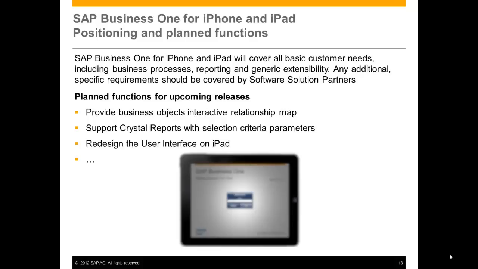So specifically on that topic, what are we planning to do with future versions of the SAP Business One mobile application? We're going to add additional business objects, and we're going to provide an interactive relationship map which is going to show you how all those business objects are interrelated. We're also going to support the ability to run Crystal Reports and provide selection criteria parameters. Right now you are just able to run the Crystal Reports, so we're going to make it easier for you to narrow down and put in that selection criteria. This is the same as you can on SAP Business One today. And we're also doing some significant work around redesigning the user interface of the application on the iPad to take advantage of the different real estate and the different native user interface of the iPad. So again, we're constantly looking at different ways to enhance the application on those devices.